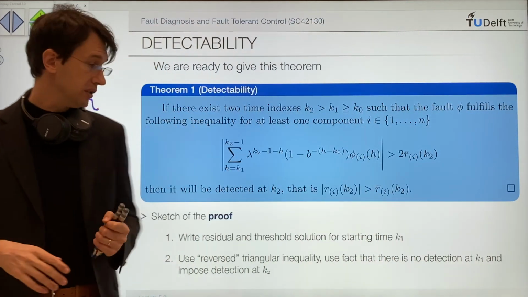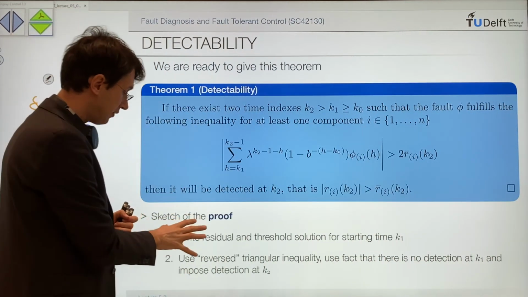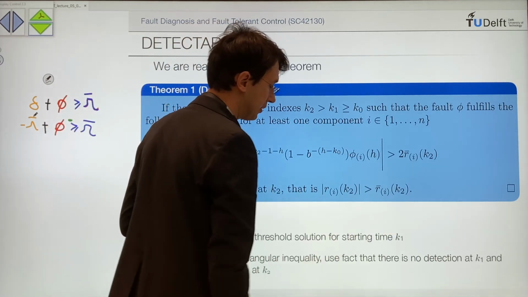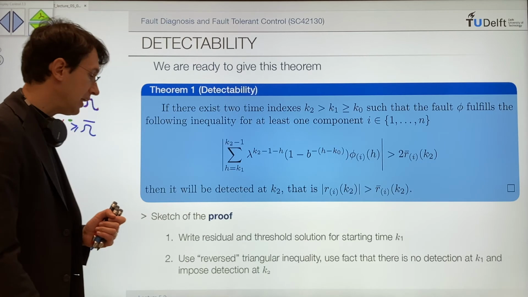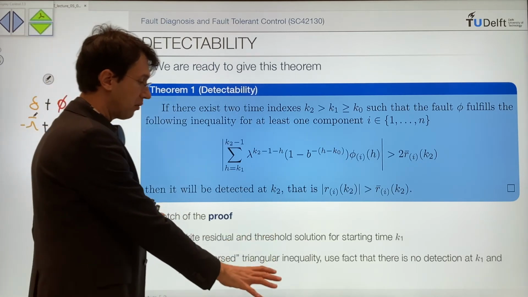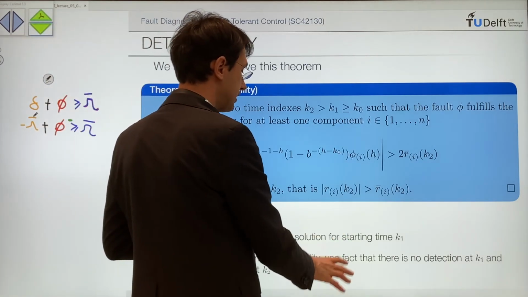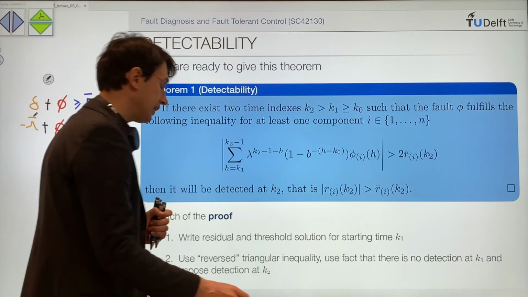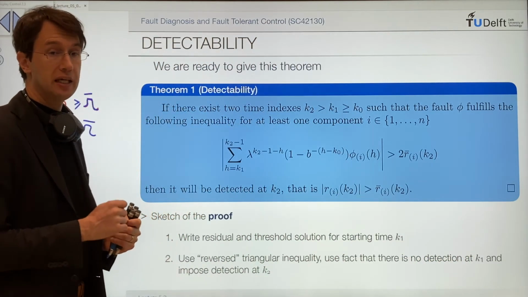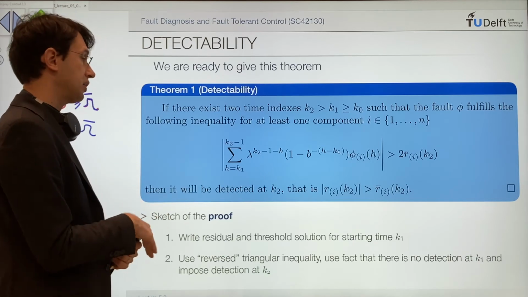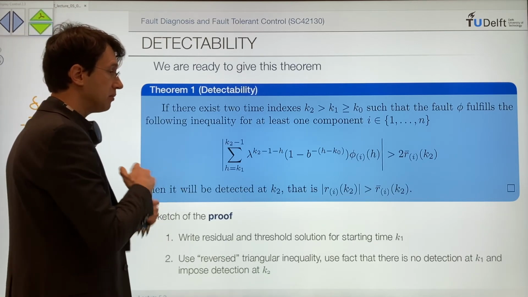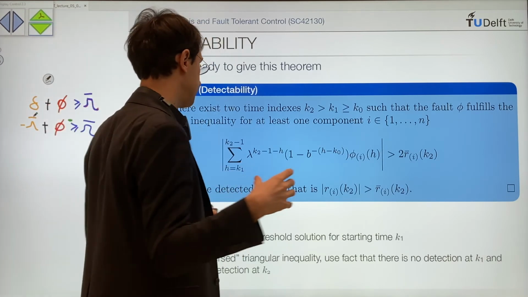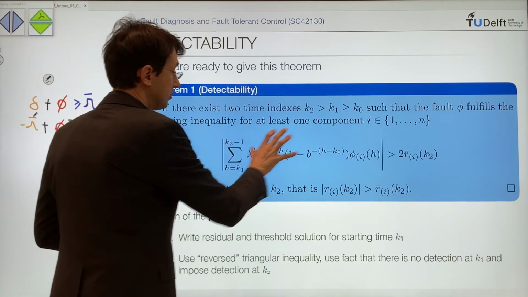It's not difficult. You need, by writing the residual and threshold solution at starting time k1, and then you are using the reverse triangular inequality. Use the assumption that there is yet no detection at k1, and then you impose detection at k2. So if you impose detection at k2, then you simplify a lot of terms. You can do some upper bounds using the reverse triangular inequality, but you get to here.